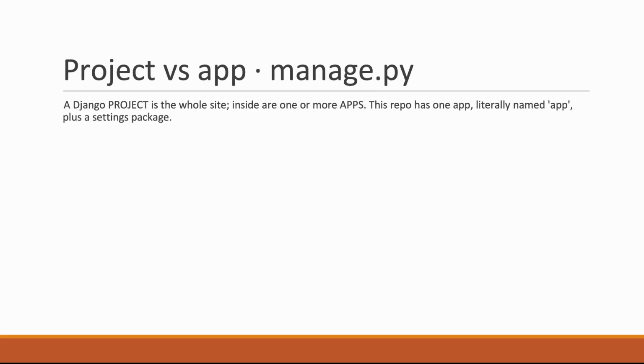Now Django itself: we have a Django project, right? And inside the Django project there can be multiple apps. This project only has one application, and generally that's how it goes. So we have a Django project, and inside it there's generally one app, and this app is literally named app, APP, right?